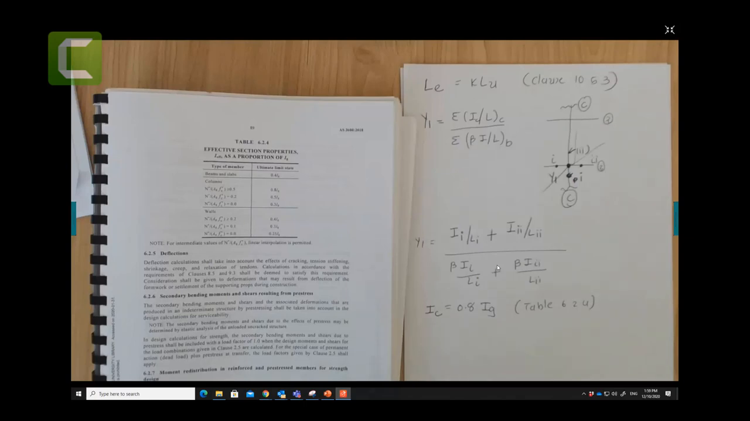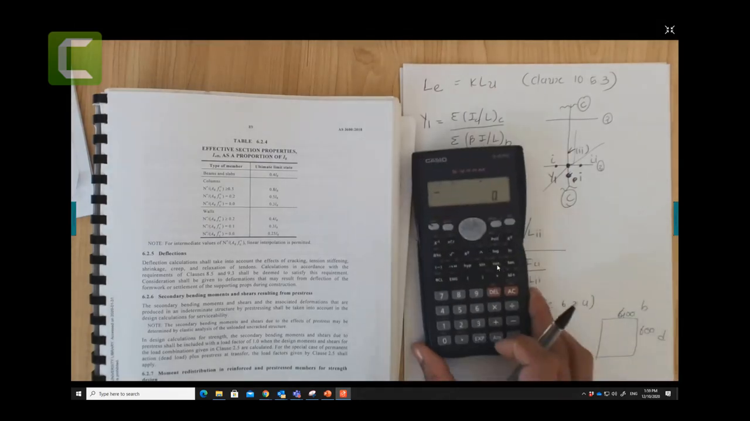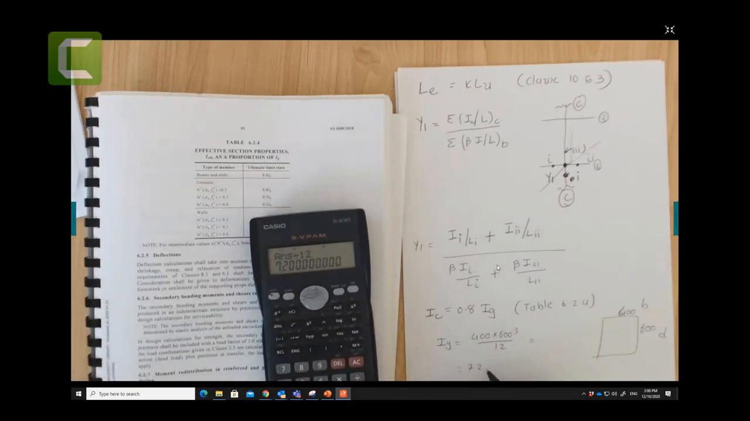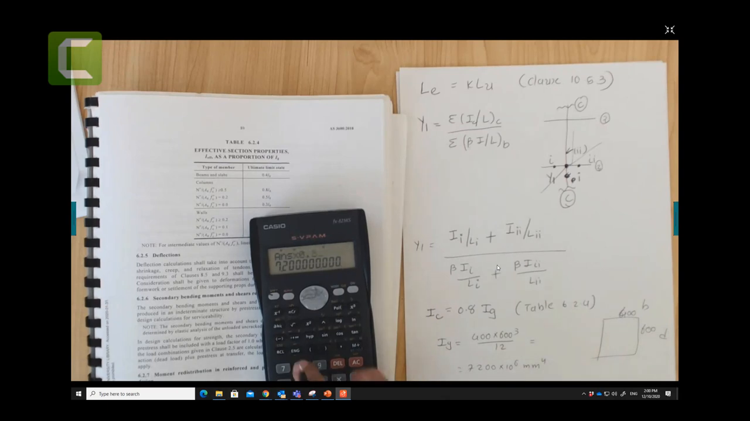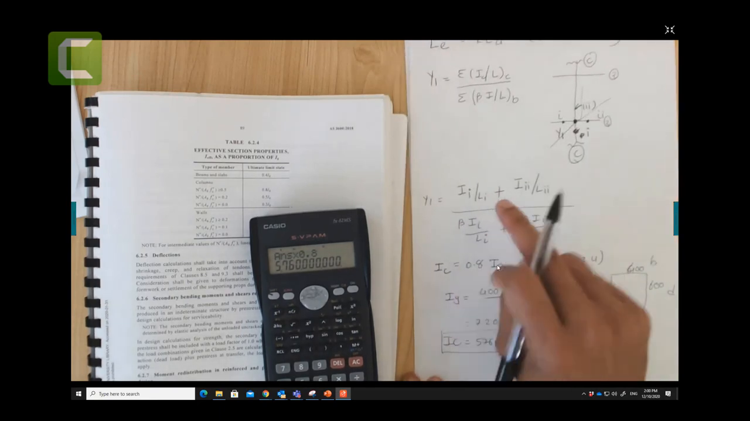We might need to stop, but let's finish this IG. So IG equals 400 by 600 cubed over 12. Where is it coming from? Because, if you know, this cross section was given to us in the example. So B and D cubed over 12, that will give us 400 times 600 cubed divided by 12. That gives me 7200 times 10 raised to 6 millimeter power 4. Times 0.8 gives me 5760 times 10 raised to 6 millimeter power 4. Right, so that is basically IC. We calculated this IC value right now.